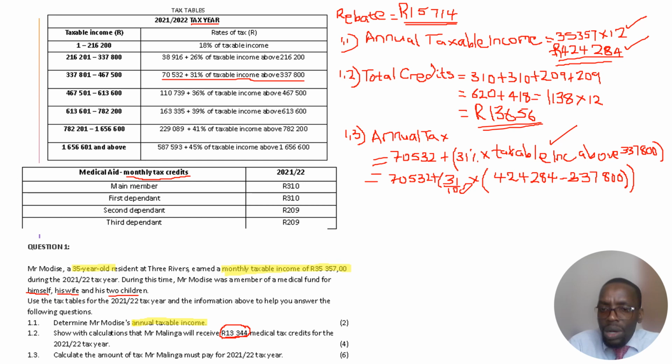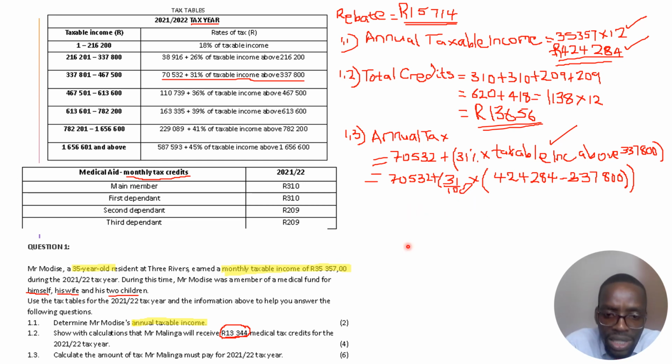So what are we doing on this part? What we are trying to calculate here is the taxable income that is above 337,800. If this person is earning 424,284, then the amount that is above 337,800 is what we are trying to calculate, because it's 31% of that amount that is above. Not the whole amount, not 424,000, but only the amount that is above is what is going to be charged the 31%.